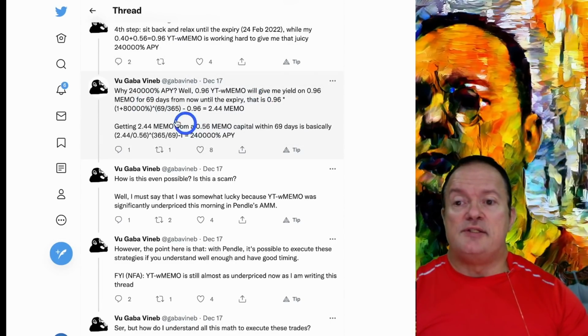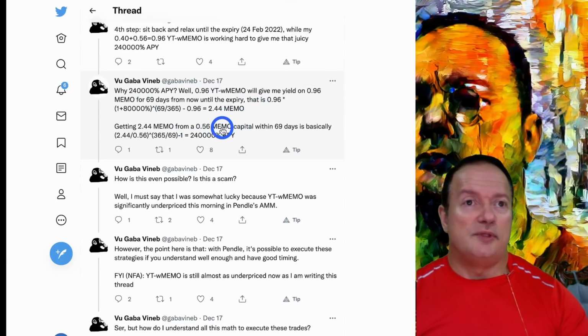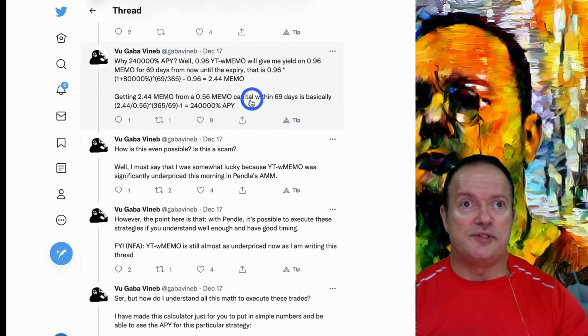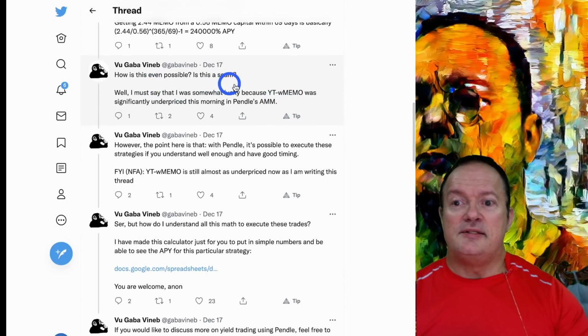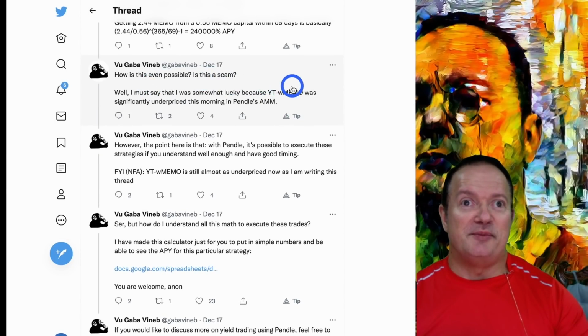So here he explains how he calculated the percentage. We saw it on the spreadsheet. I'm pretty sure his math is correct. And he says, is this a scam? No, it's not a scam. It's legit, okay? Just DEGEN 4.0 for you people.